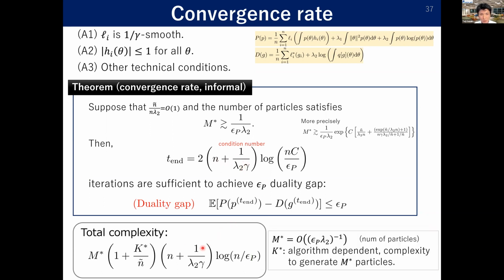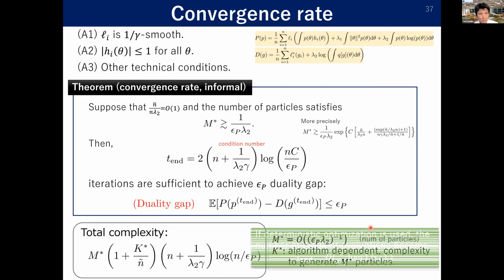And then the total complexity can be written like this. This is a polynomial with respect to the sample size and the target accuracy epsilon. But here we again note that K star is the complexity of the sampling. So here again there is some exponential dependency with respect to the regularization parameter lambda 2. But we think it is an unavoidable dependency.